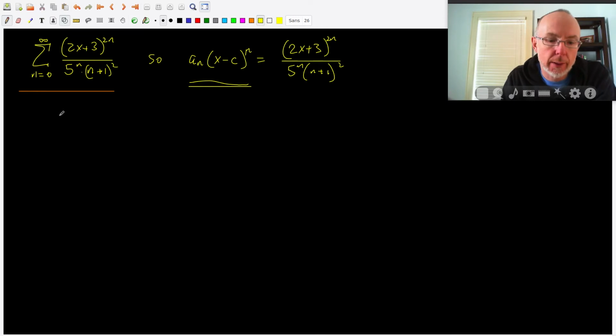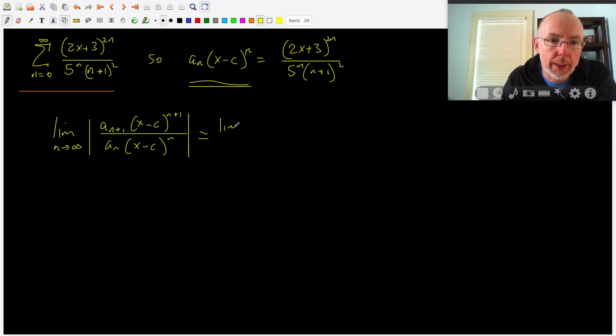And so let's do the ratio test, which involves taking the limit of the n plus 1th term divided by the nth term. And in this case, that involves the center. So it's a bit more complicated than I wrote it down last time. But we can fill this in. This is going to be 2x plus 3.